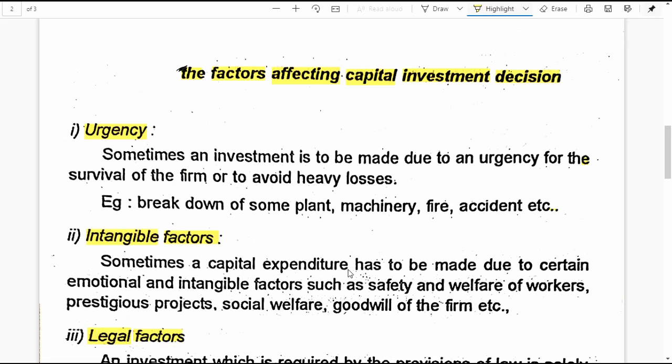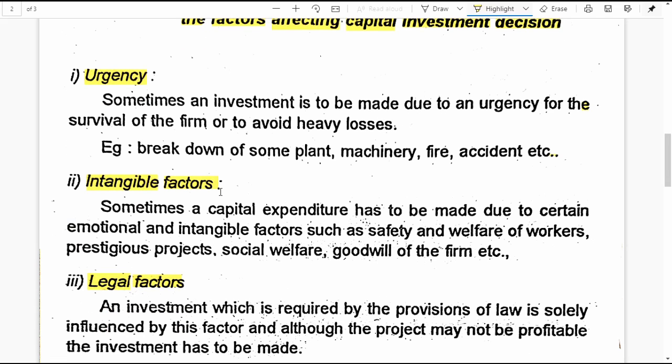Let's look into the concept. The factors affecting capital investment decisions. Number one, urgency. Sometimes an investment is to be made by an organization due to an urgency for the survival or to avoid heavy losses. Example, during breakdown of a machinery or fire occurred in the plant or any other accident that has taken place. So definitely there arises an urgency for a concern to replace the existing plant, or the plant which is spoiled or a machinery which is damaged and so on. So this speaks about urgency as a factor which comes to influence capital investment decision.